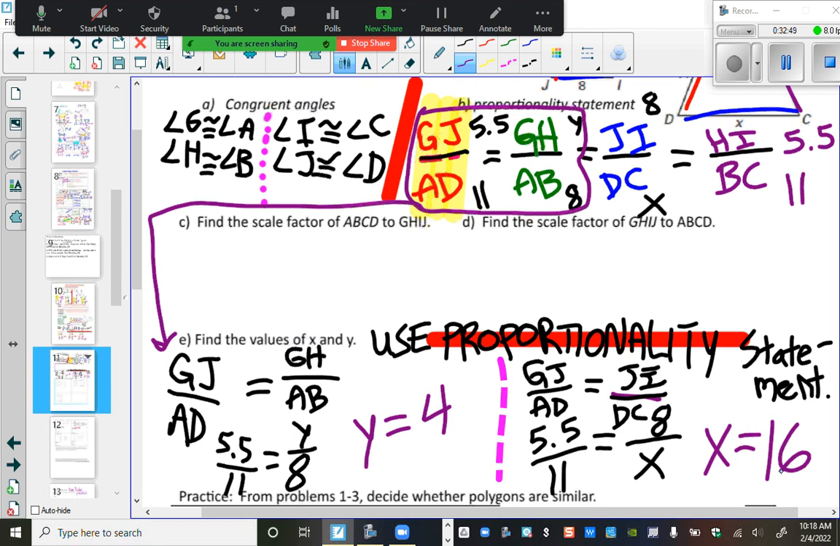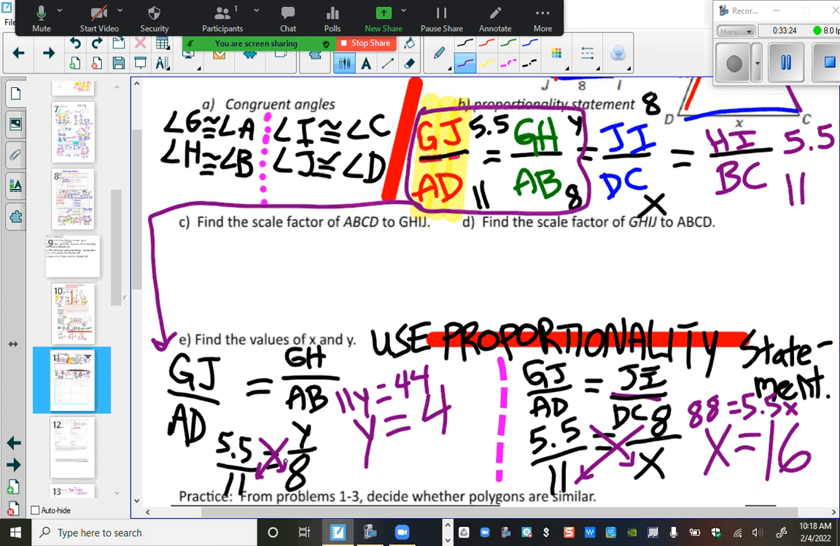Again, do your diagonal multiplication. So then it would have been 88 equals 5.5x, and then x would be 16. Similarly, you have 11y equal to 44. If you're not sure, remember again, do your diagonal multiplication. Boom, boom.